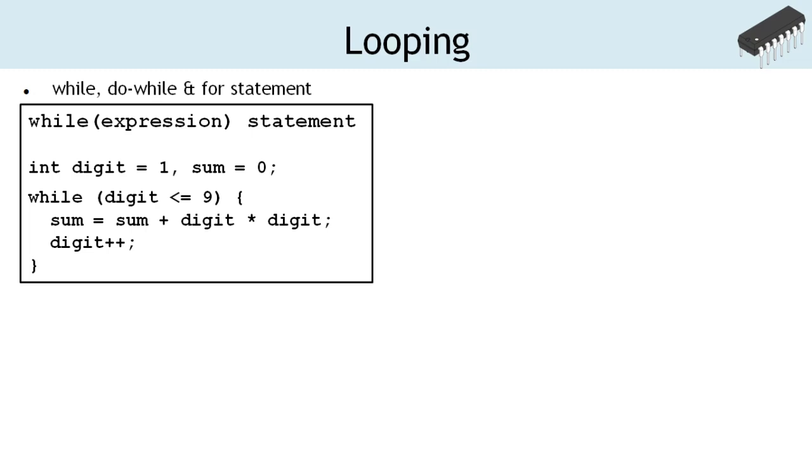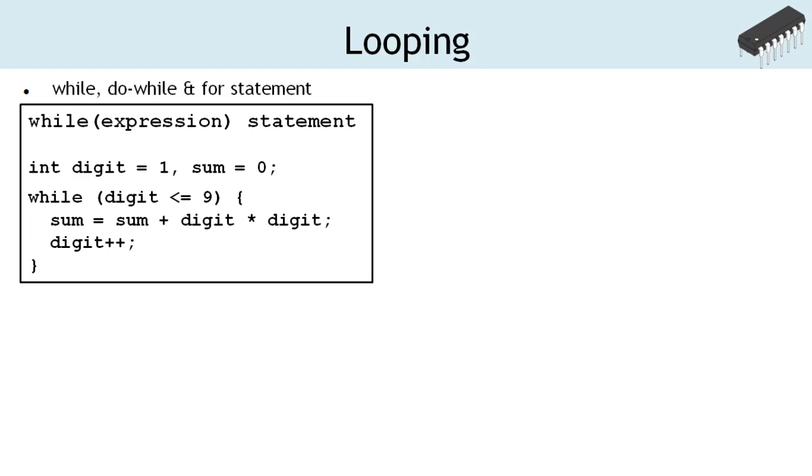In the code snippet, the statement block calculates the square of a digit and adds the result to that from the previous step. It also increments the value of the variable digit. The instructions in the statement block are executed as long as the value of the variable digit is less than or equal to 9. Once the value becomes 10, the logical statement results in false and the loop breaks.